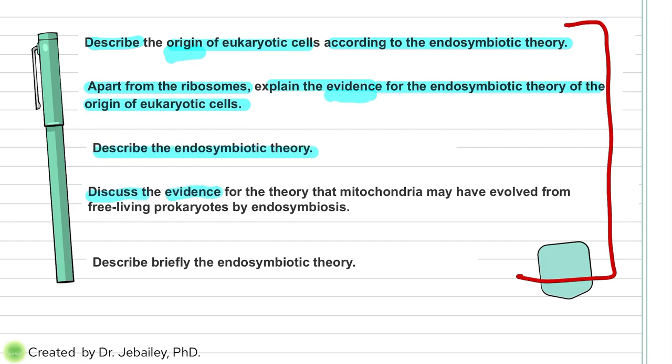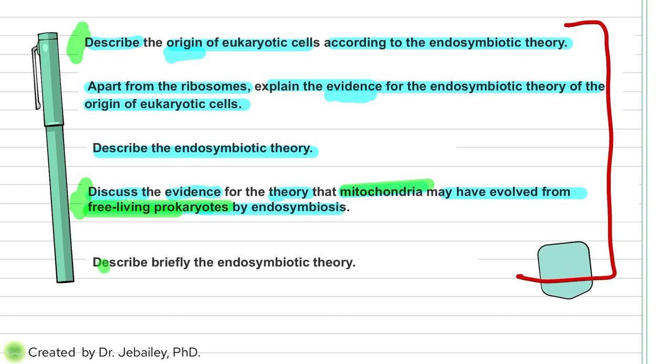Discuss the evidence of the theory of mitochondria that may have evolved from free-living prokaryotics by endosymbiosis. This is more detail. So you can see that the first one was very much more generalized. This one gave you a little bit more information. It gave you mitochondria, and it told you that this was evolved with free-living prokaryotics.